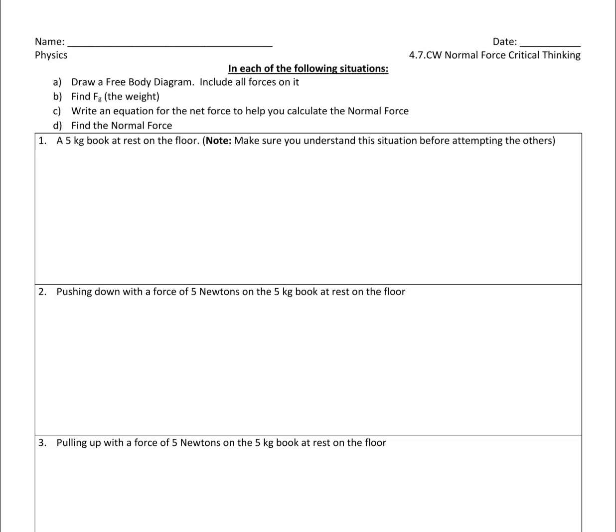A 5 kilogram book at rest on the floor. I don't know why the book is on the floor, but it is. You've got to pick that book up and study from it. So you have the free body diagram, you've got the weight pulling you down, and there's a normal force. The normal force is perpendicular to the surface. In this case, the surface is the floor. So part A, done. Free body diagram.